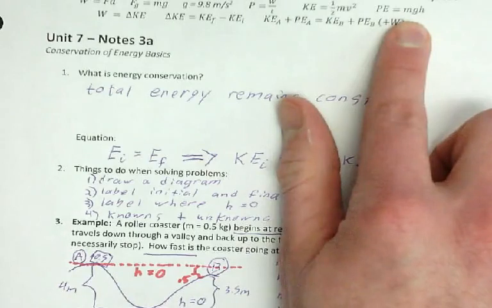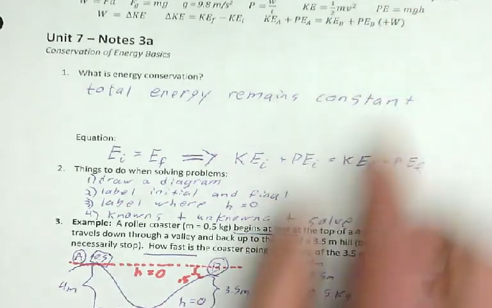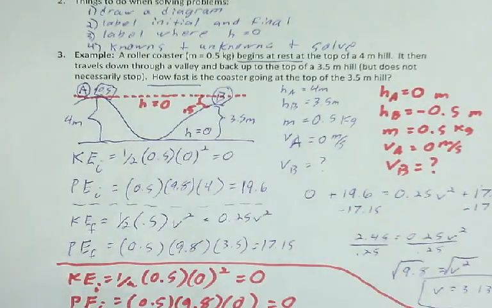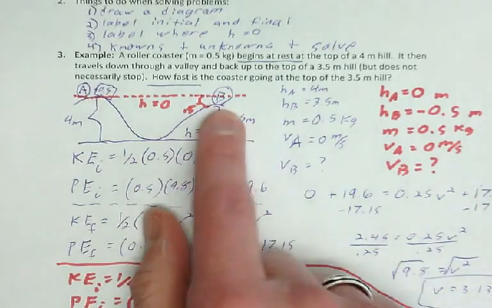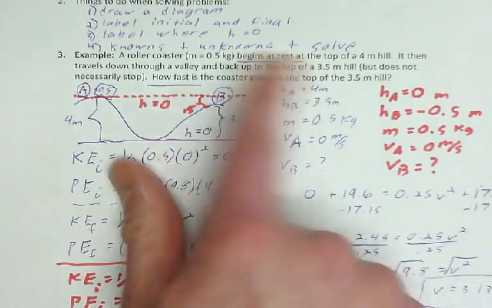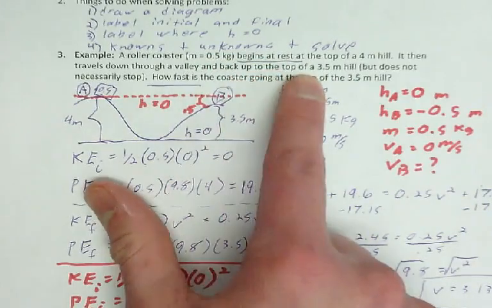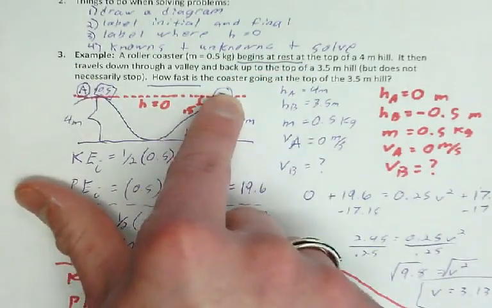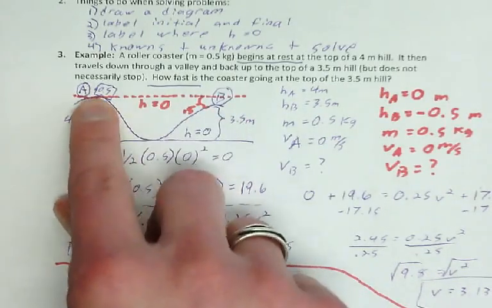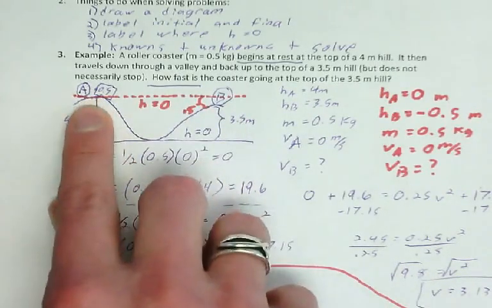Initial's the first hill. Yes. And final would be the second hill. So you kind of have to read through the problem and figure out what the initial and final are going to be. For this problem, you might think the bottom is final, but it's not talking about reaching the bottom. It's talking about going back up to the top of the second hill. So that's why I made final here and initial here. Does that help? Yeah. Okay.